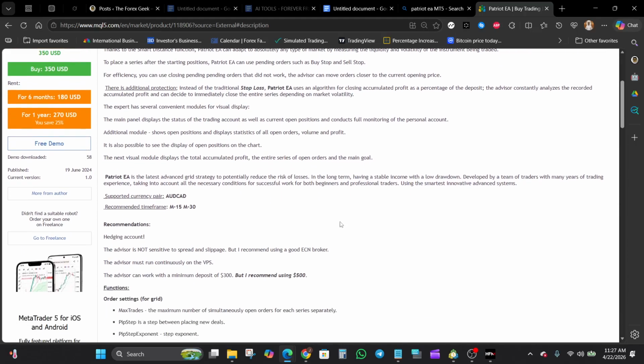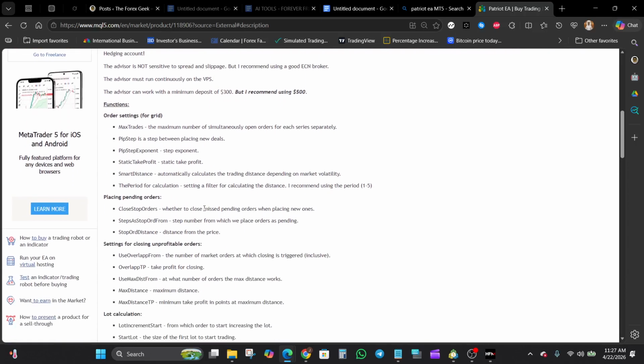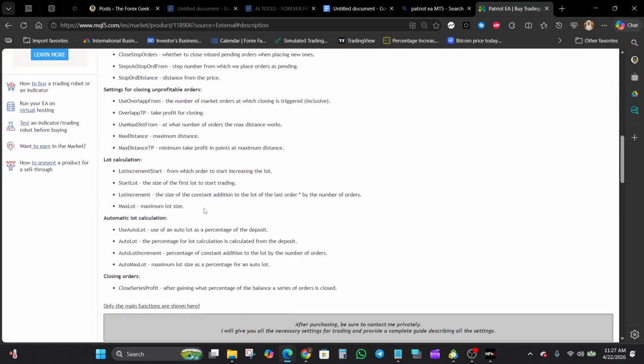There's also a percentage based equity closure system. All right. So instead of closing trades individually, the EA monitors overall accumulated profit and can close an entire series once a certain percentage gain is reached. This is useful because it locks in profits across multiple positions and reduces the need for precise individual exits. But again, depending on volatility, it might close trades earlier than expected or hold trades longer than ideal.